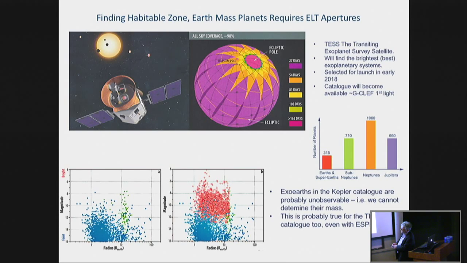And there is no existing facility, and probably, as I say, even an ELT, that will get you down to the level where you can measure the reflex motion due to an Earth-sized planet around at least a G-type star at that level. So TESS, because it's tiny, but it's going to be all sky, will find zillions, or thousands anyway, of really bright transiting exoplanets that hopefully we can find Earth analogs in.